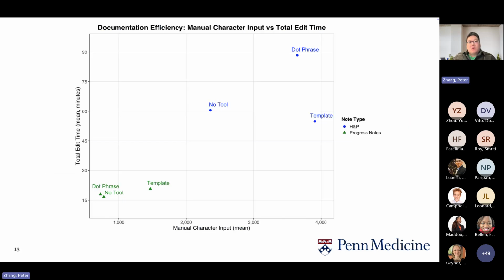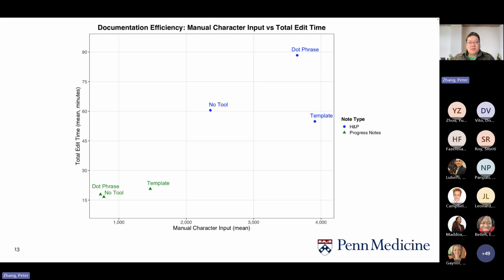This is an interesting slide that I wanted to share. There is data in Epic that allows us to track the time spent editing notes and how many characters were input manually by providers. Specifically, we compared thousands of notes written with the template, written with specifically our dot phrase, or without any of these tools.